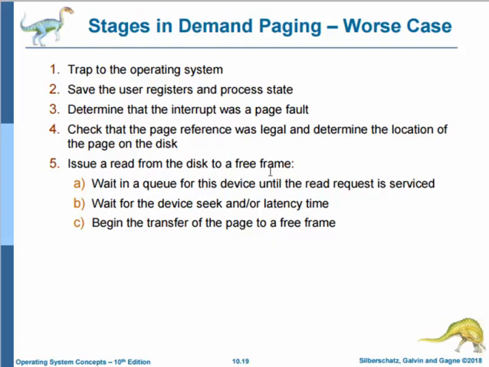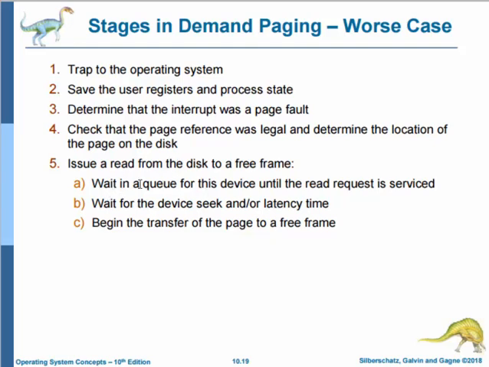A page fault causes the following sequence to happen. If a page fault occurs, this is what we call the worst case, the stages in demand paging. First, there will be a trap to the operating system. Second, save the user registers and process state. Third, determine that the interrupt was a page fault. Fourth, check that the page reference was legal and determine the location of the page on the disk.